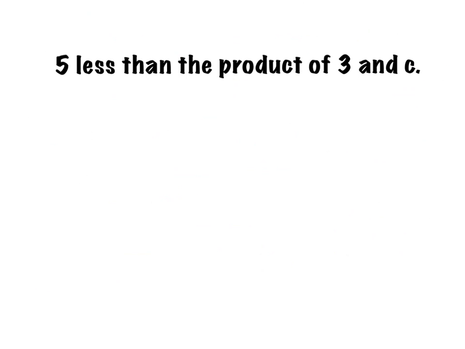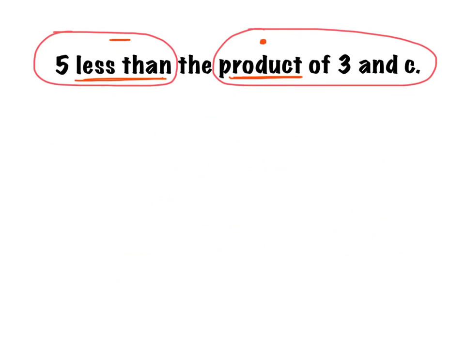All right, so it says 5 less than the product of 3 and C. All right, I see less than. That's a key word. I'm going to put subtract. The product, I know product means multiply. I'm going to put times there. Now I'm going to go through and circle what goes with it. So it says 5 less than. That's all one part of the sentence. The product of 3 and C, that all goes together.